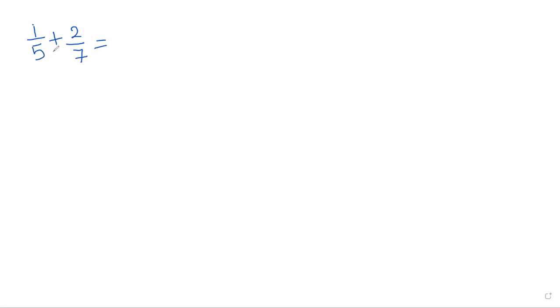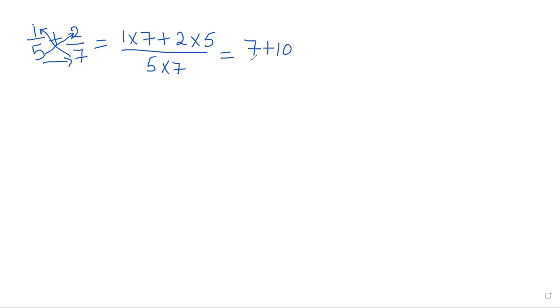But one trick that you can use is you can do this cross, like multiply this 7 to this one, multiply this 5 to this 2. So you will get 1 times 7 plus 2 times 5. And then in the denominator, what you do is you just multiply the denominators. 5 times 7. And the result is 1 times 7 is 7, 2 times 5 is 10, 7 times 5 is 35. Now 7 plus 10 is 17 over 35.